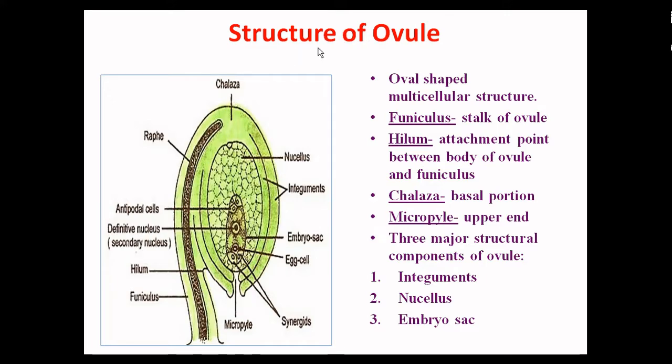Next point is the structure of the ovule. So the ovule is an oval shaped multicellular body with a short stalk called the funiculus, which attaches to the body of the ovule by the hilum. The basal portion of the ovule is called the chalaza, and the upper end of the ovule is called the micropyle, which is a short opening or pore of the ovule. There are three major structural components of the ovule: integuments, nucellus and embryo sac.